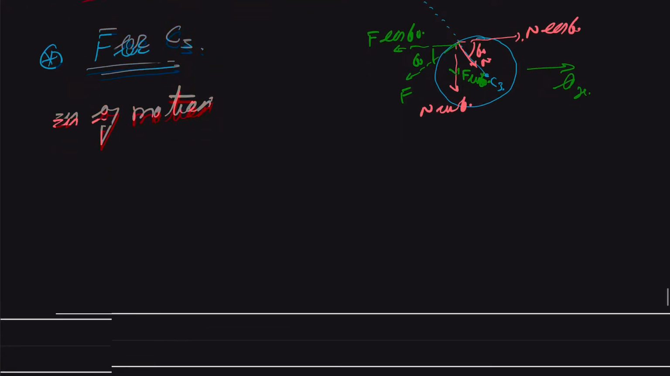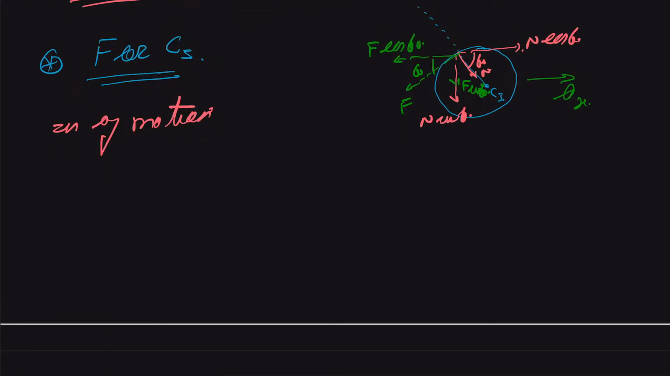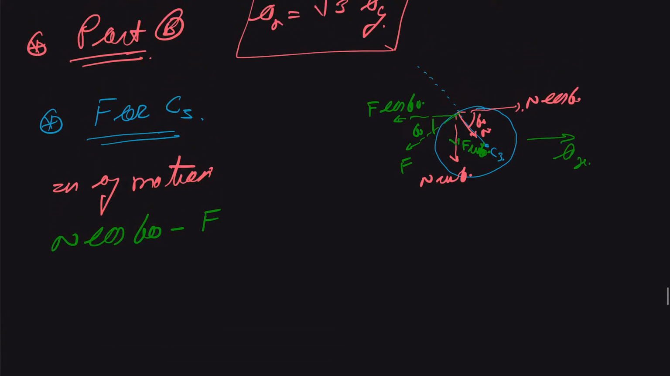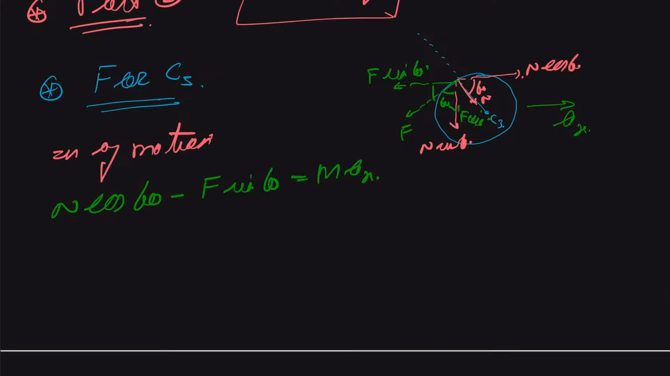And that equation of motion will be equal to N cos 60 minus F. Sorry, one second, my mistake, this angle is not 60, this angle is 60. So we get this as F cos here and sine here. So we have F sine of 60 is equal to m times ax. And this was our equation for C3, the bottom cylinder.